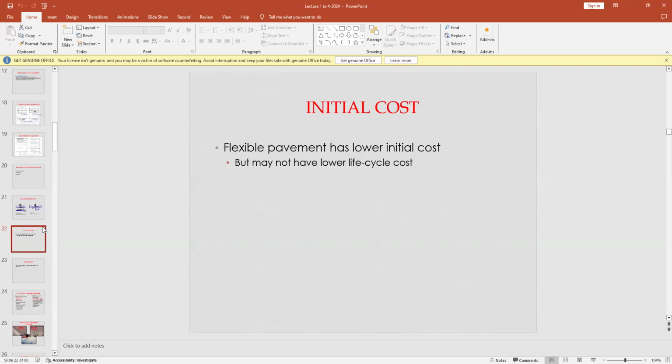So at the end of the analysis, life cycle cost analysis is important together with the initial cost. Sometimes we don't have enough money to construct rigid pavement. That's why most of the time we go for the initial cost. And also there is the importance of the road as well.